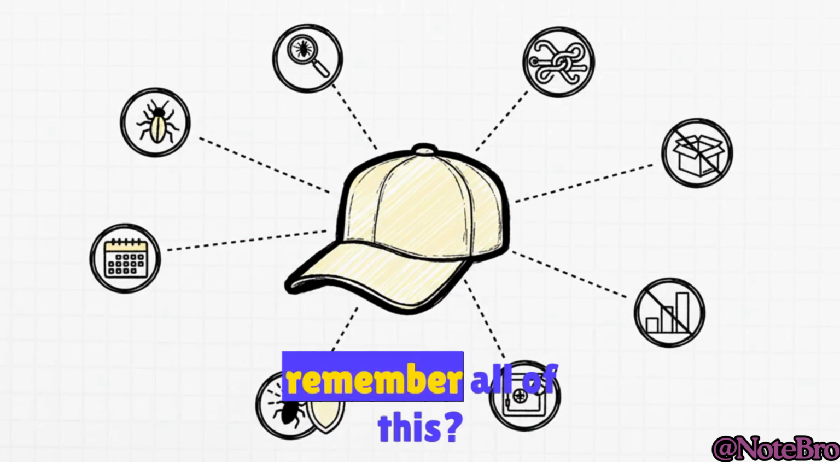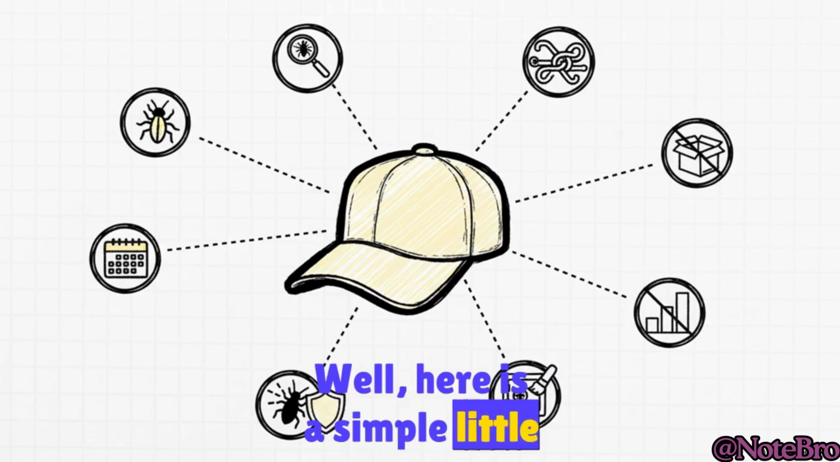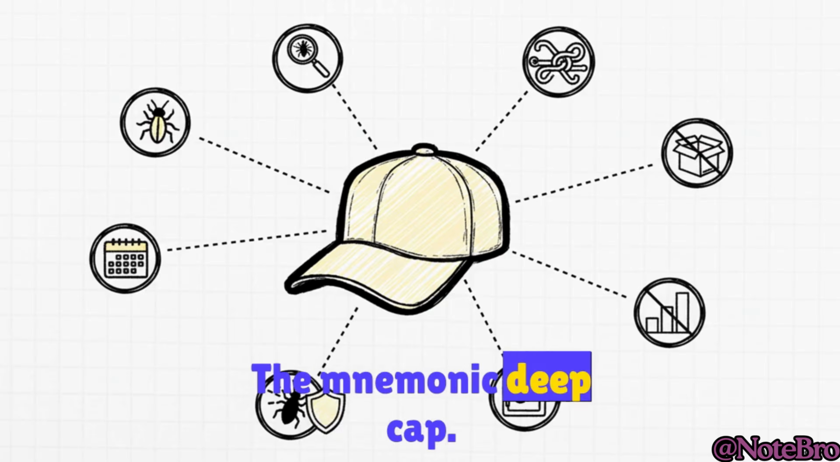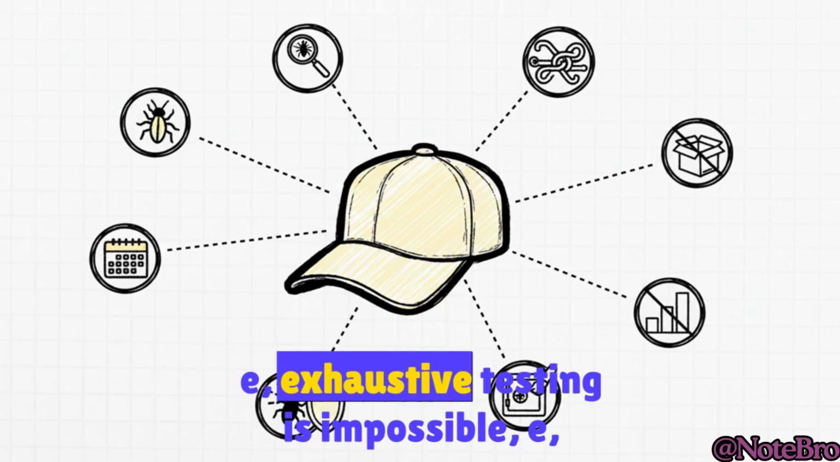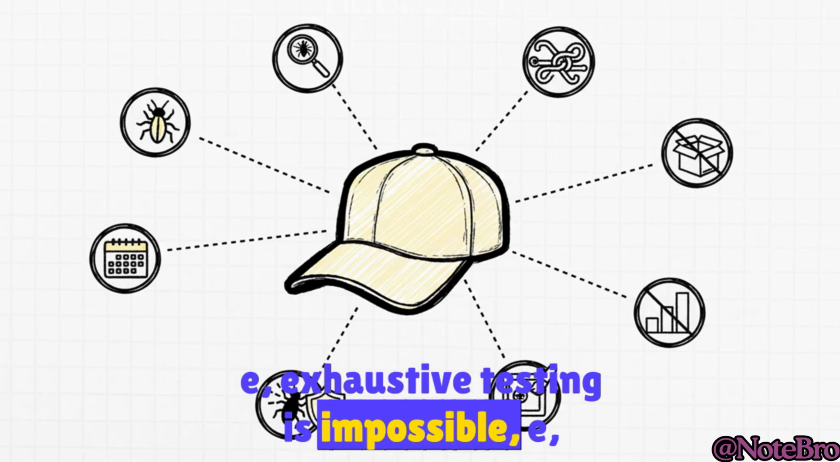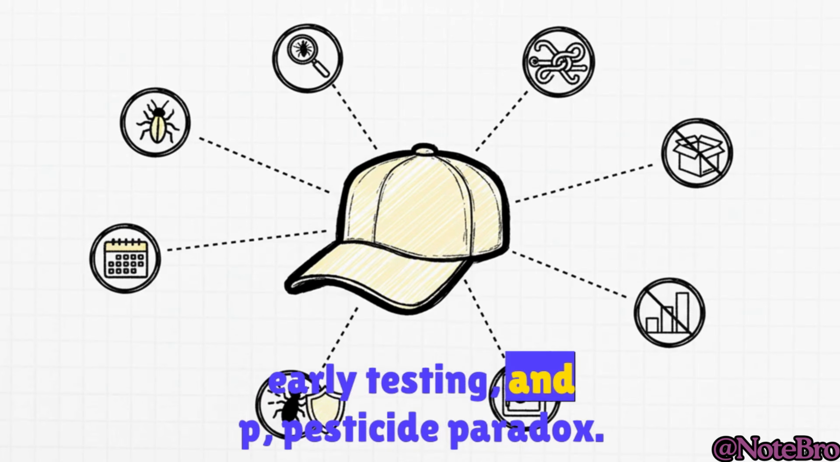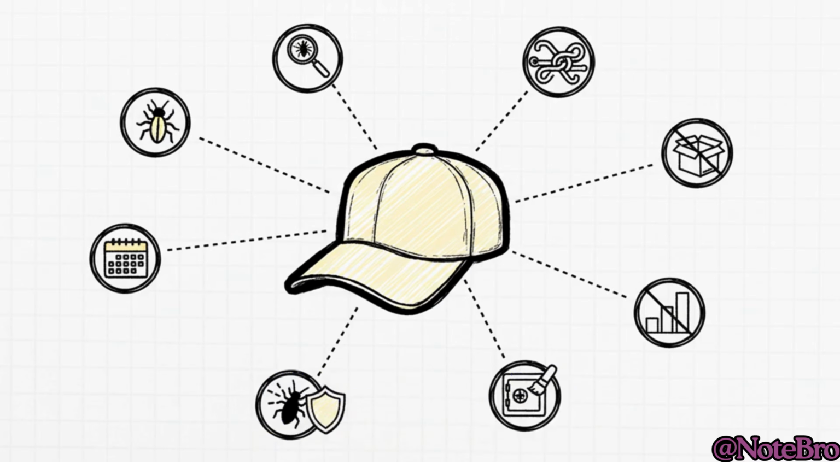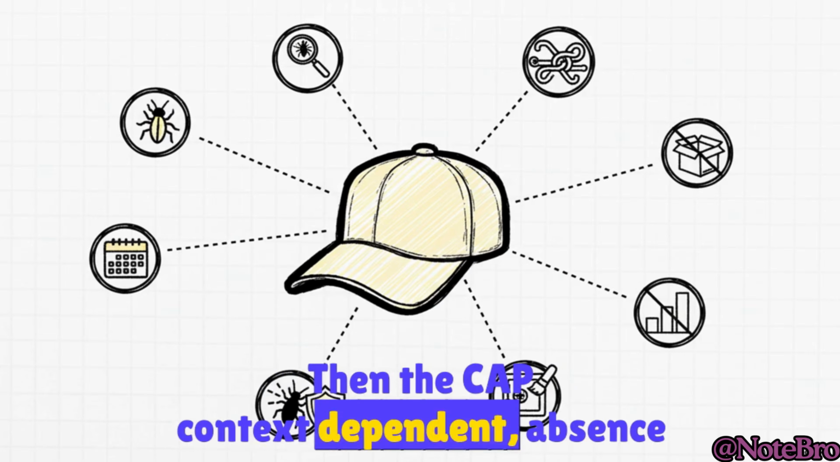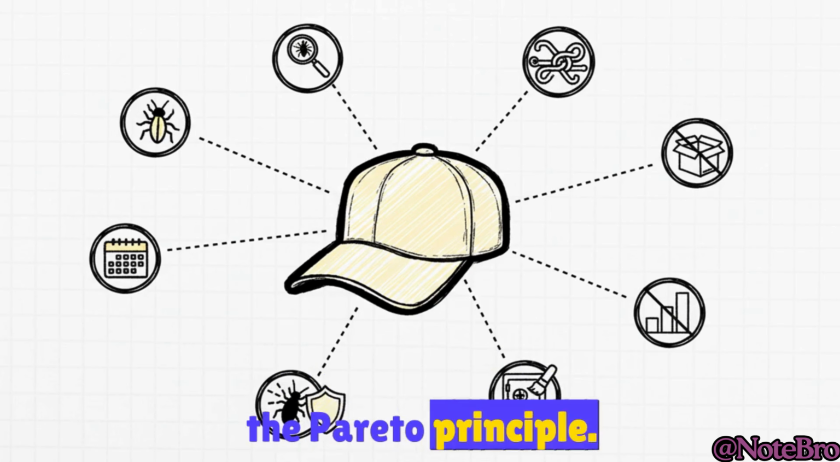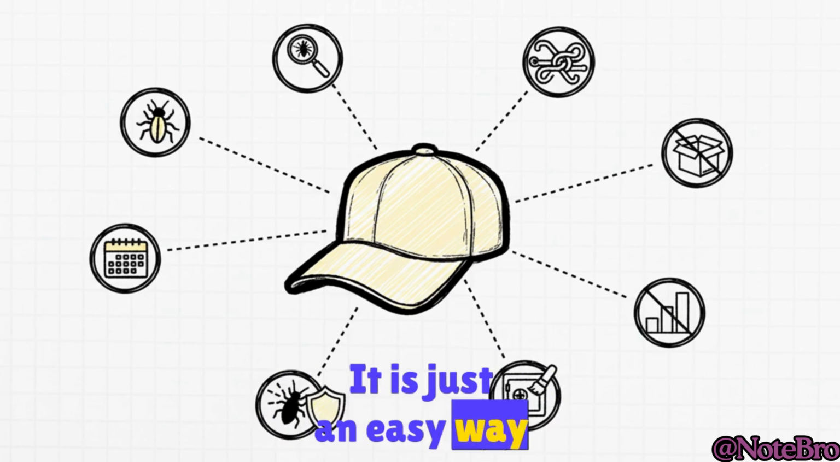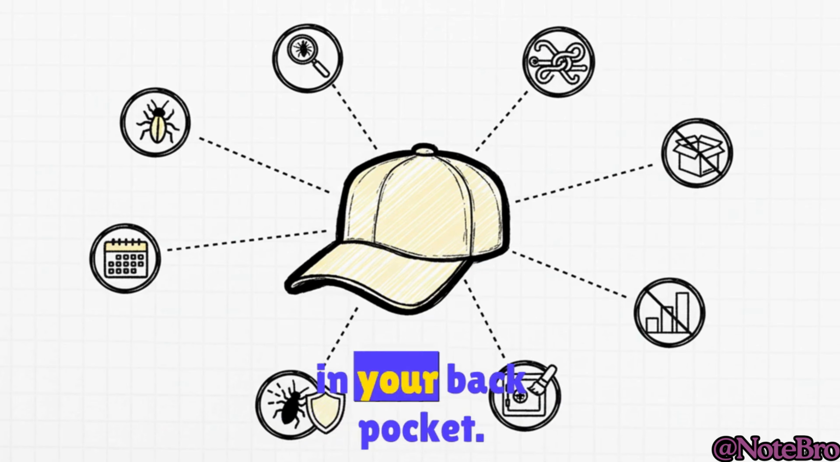So how are you going to remember all of this? Well, here's a simple little tool for you, the mnemonic DEEP CAP. It stands for D, defects presence, E, exhaustive testing is impossible, E, early testing, and P, pesticide paradox. Then the CAP, context dependent, absence of errors fallacy, and P for the Pareto principle. DEEP CAP. It's just an easy way to keep all this core wisdom in your back pocket.